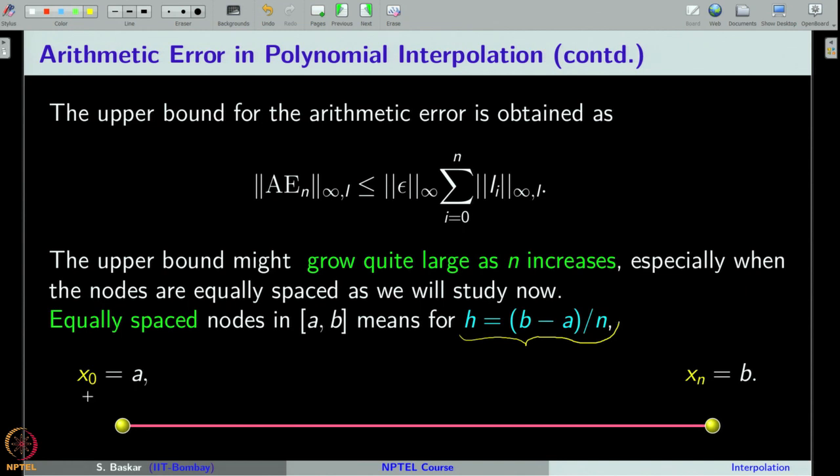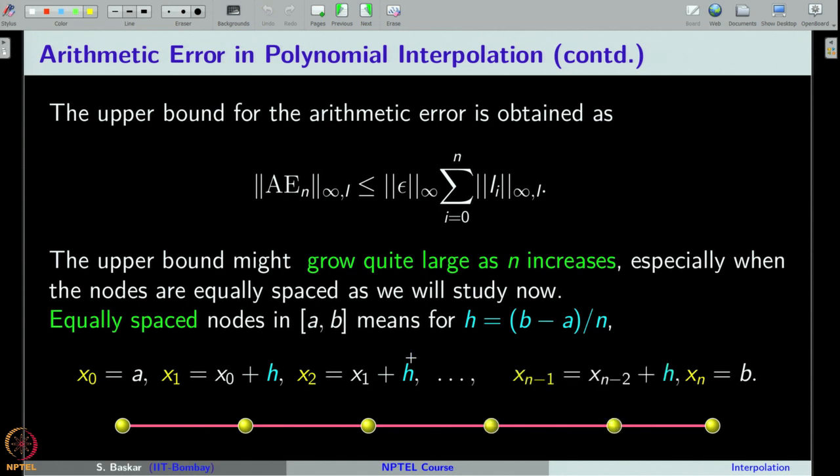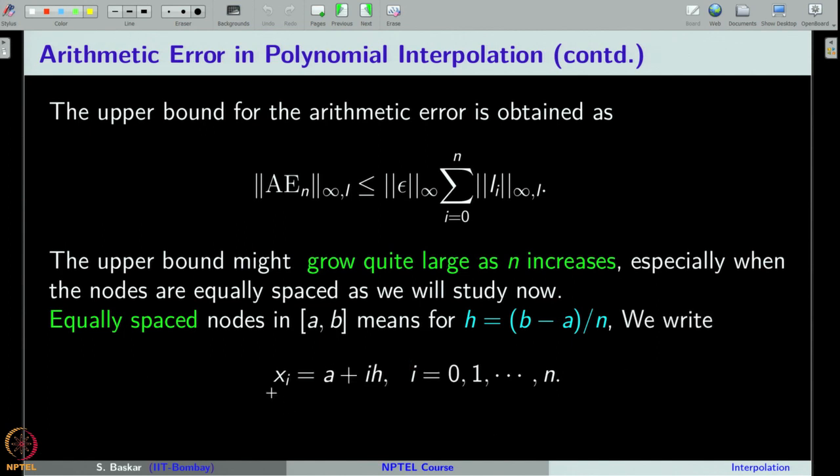If so, then we will have x naught as a, x 1 as x naught plus h, that is a plus h, and x 2 is equal to x 1 plus h, which can also be written as a plus 2 h, right. And similarly, you can go on generating the nodes by adding h to the previous node. That is what we meant by equally spaced nodes. And now, these equally spaced nodes can also be written like this. That is, x i is obtained as a plus i into h, where i is the index in the nodes.